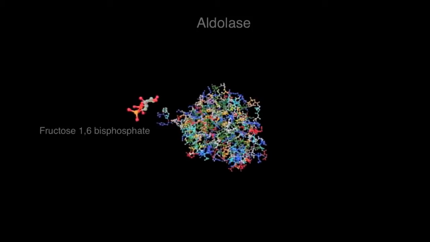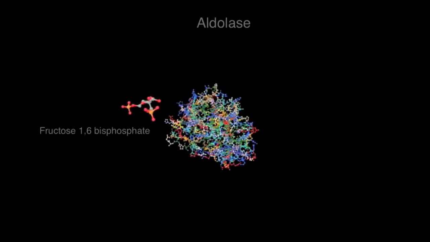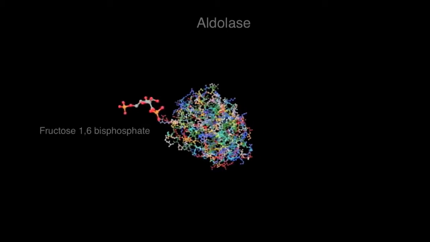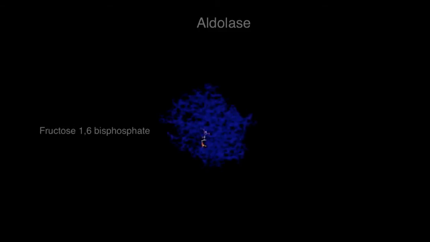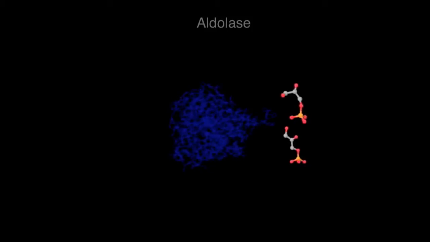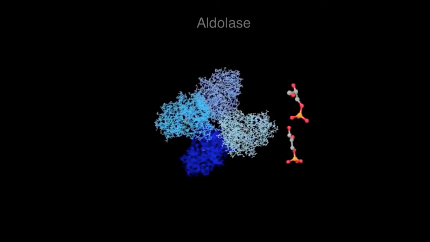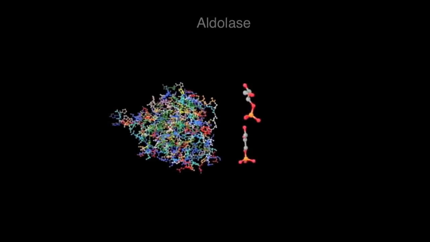We've spent some energy. And now, with the fructose 1,6-bisphosphate, we have a primed hydrocarbon ready for breakdown. And aldolase cuts the molecule in the middle, and we have 2 3-carbon molecules produced, each with a phosphate attached. There are multiple subunits in the aldolase protein.